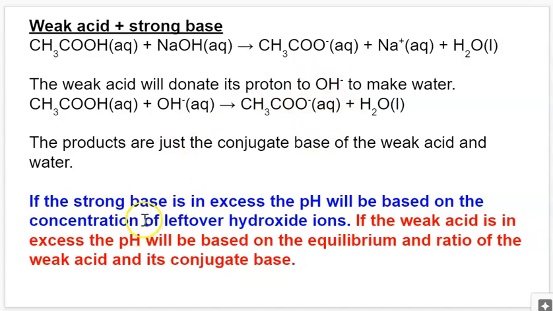And if we want to know what the pH is after the mixing here, if the strong base is in excess, we're going to base the pH off of the leftover hydroxide ions. But if the weak acid is in excess, much like the last example, it's going to be based on equilibrium and the ratio between the weak acid and its conjugate base, and it's going to be a lot more complicated.